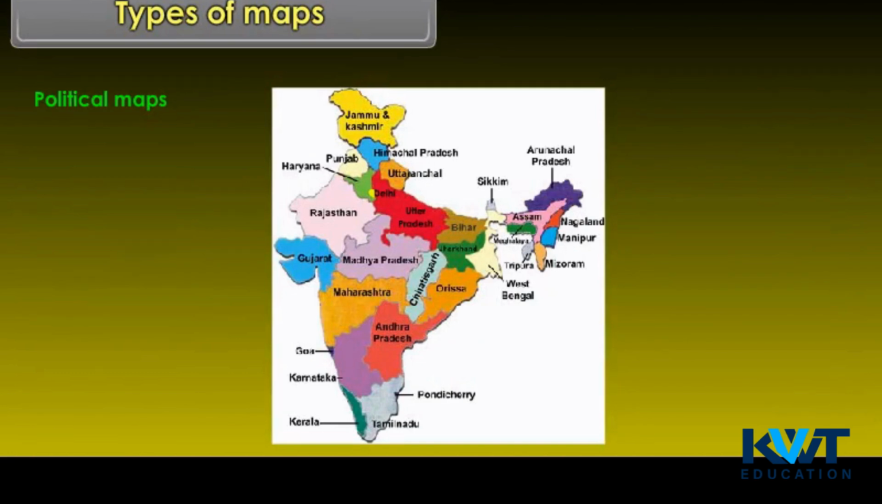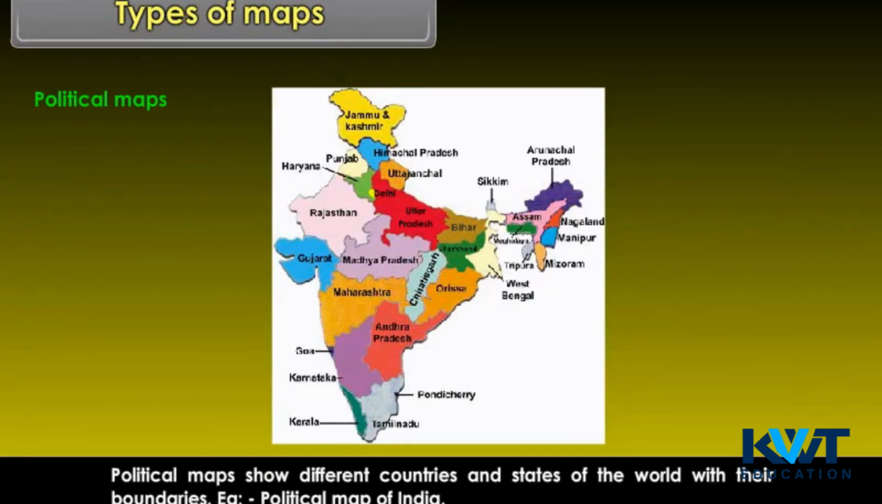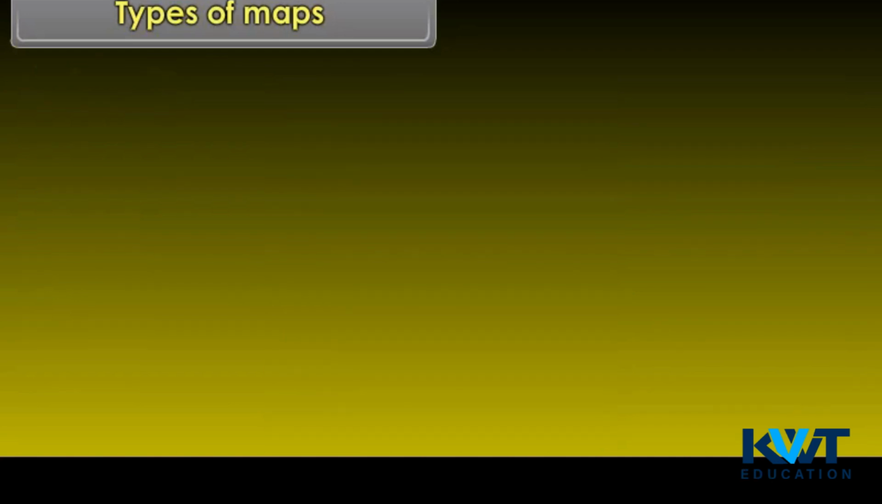Political maps. Political maps show different countries and states of the world with their boundaries. Example, Political map of India.